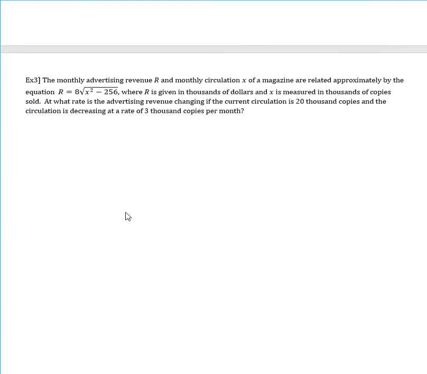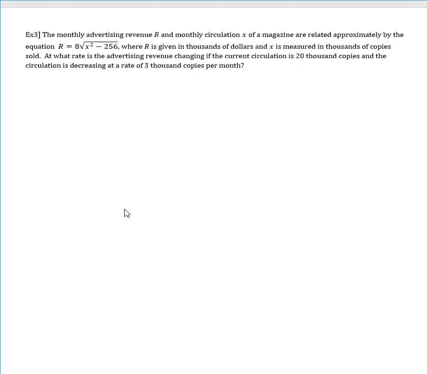All right, so in this scenario, we've got the monthly advertising revenue R and monthly circulation X of a magazine are related approximately by the equation R equals 8 times the square root of X squared minus 256, where R is given in thousands of dollars and X is measured in thousands of copies sold. At what rate is the advertising revenue changing if the current circulation is 20,000 copies and the circulation is decreasing at a rate of 3,000 copies per month?